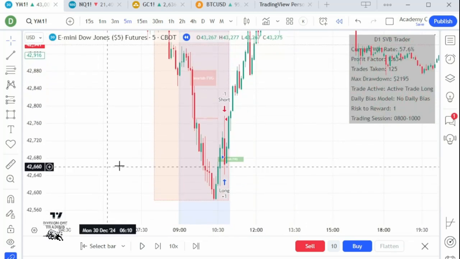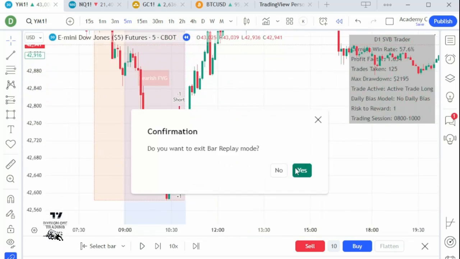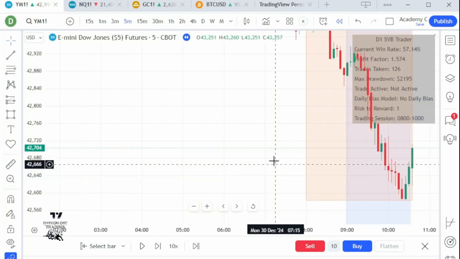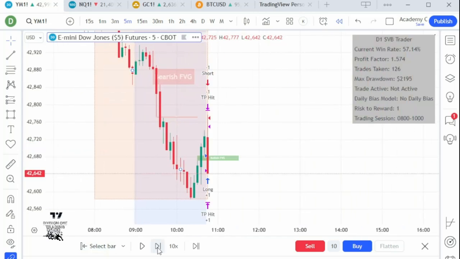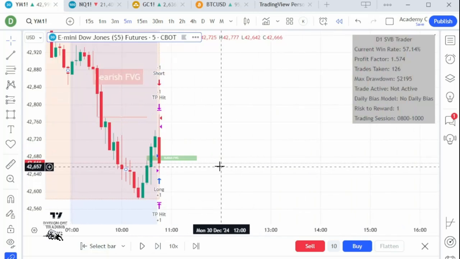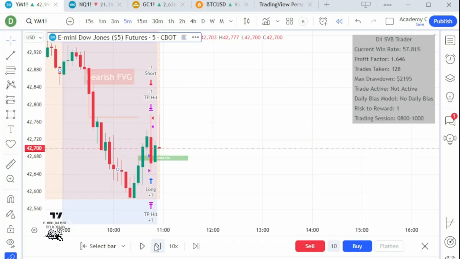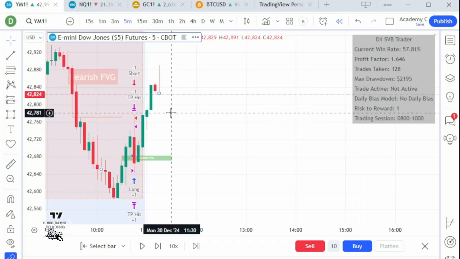So like, let's look at another one. Looks like they wanted us to take a trade in here. So we're waiting. That one just hit TP instantly. Let's look for another one.